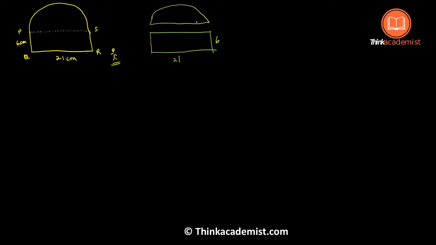The semicircle is not that smooth, but pardon me. Now, the semicircle, as we explained in the previous question, we know how to find a semicircle. Finding a semicircle should be easy for us.